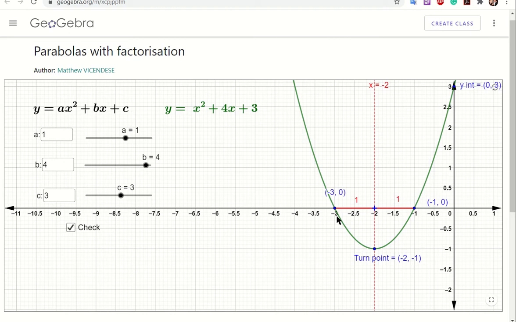That means that this would factor to x plus 3 times x plus 1, because x plus 3 is 0 when x is minus 3, and x plus 1 is 0 when x is minus 1. Alright, let's go back to OneNote.